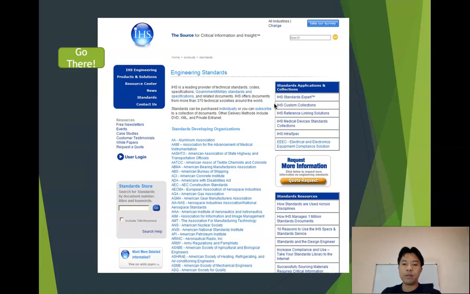So when talking about standards, we need to refer to documents. When you design ships, you need to follow ship design standards. When you are designing mechanical tools, you need to follow the American Society of Mechanical Engineers. When you want to design electric or electronic tools, you need to follow IEEE. One of the resources is IHS, the source for critical information and insight. You can download different standards from IHS.